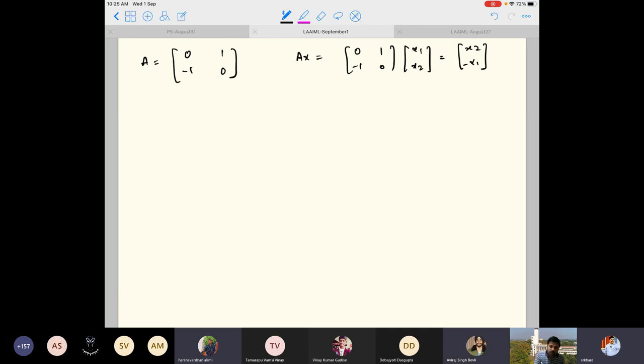Sir, it is x2 minus x1, flipping around the y-axis. Correct. So what is happening here? Any vector x1, x2. Now what is happening to x1, x2? Where is it going to?